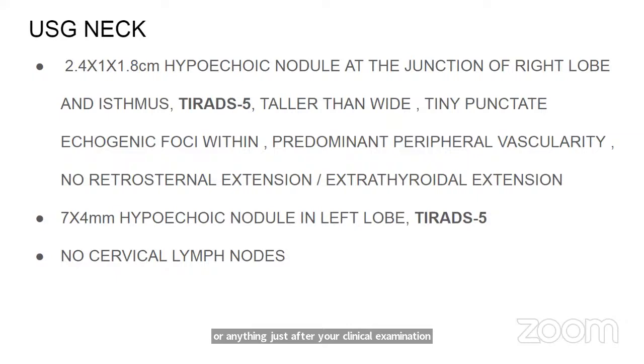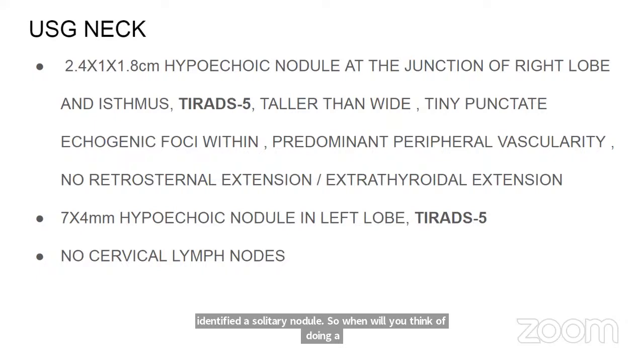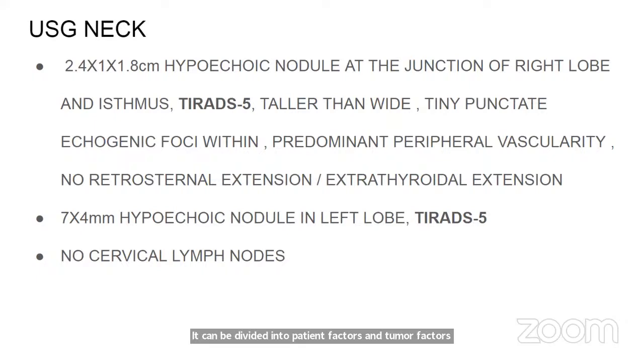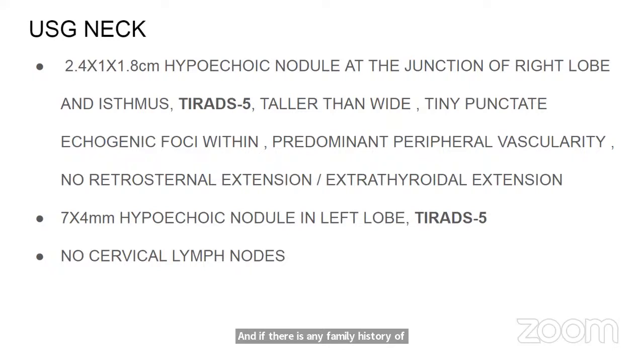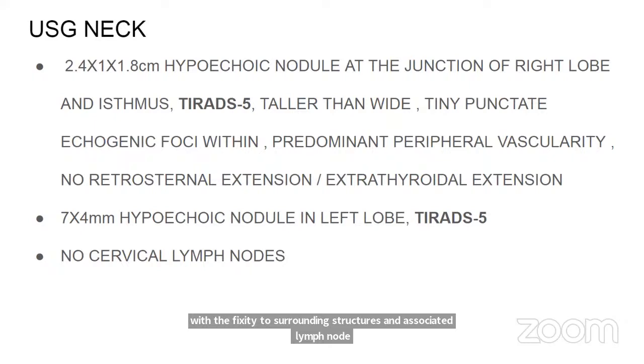So when will you think of doing an evaluation? It can be divided into patient factors and tumor factors, ma'am. Patient factors like age less than 15 years or more than 55 years, if it is a male gender, and if there is any family history of thyroid cancer, and childhood history of neck radiation. And tumor factors like on examination, if it is a hard nodule with pressure symptoms and with fixity to surrounding structures and associated lymph node enlargement. In such cases, we have to evaluate.